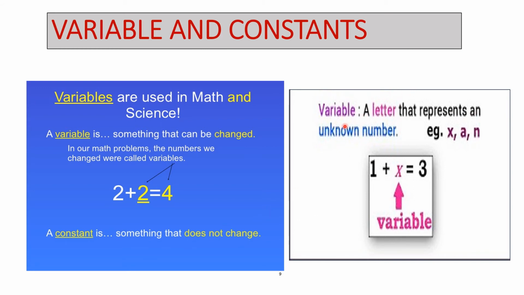Now see here, a variable is a letter that represents an unknown number. It is representing an unknown number. For example, we can take it as x, a or n, and 1 plus x is equal to 3. So here you can see x is the variable.